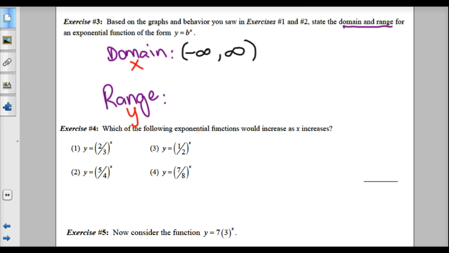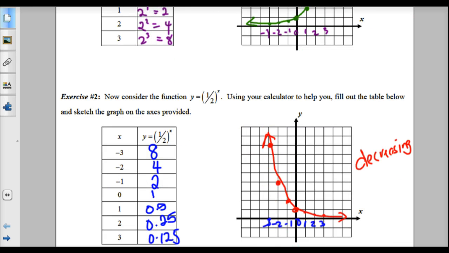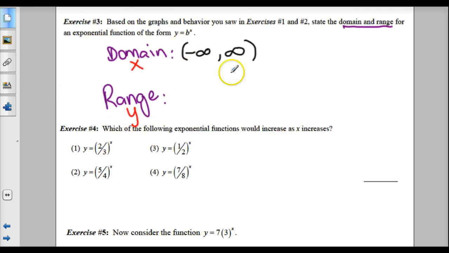But look at your range. What happened with these graphs? It never crosses the x-axis. It gets closer and closer and closer, but it never intersects. So your y value will be everything from this point right here going up. At that point, it's going to be 0, comma, to +infinity. Okay, so the thing is, you need to remember your domain is going to be all real numbers, and your range, meaning an exponential function, is always going to be above the x-axis.